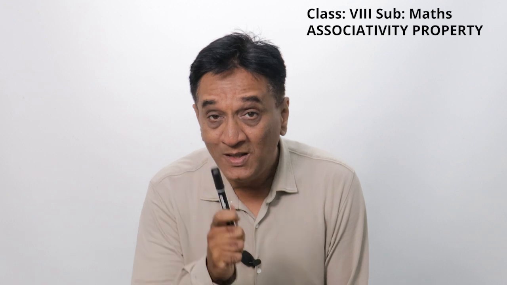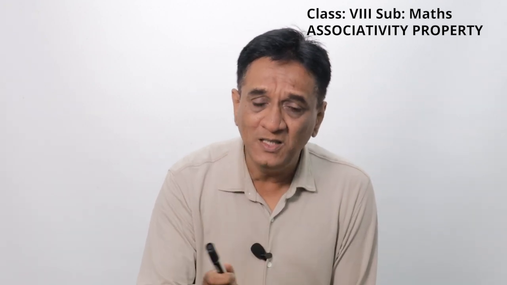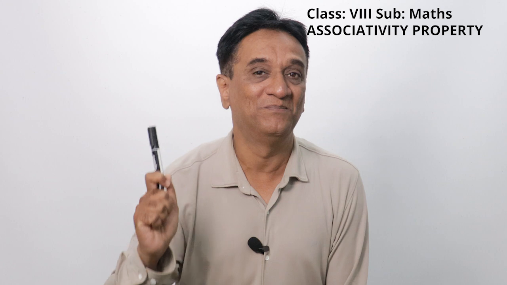You must have very well understood the property of associativity, not only for rational numbers but for other types of numbers also. In case you have not understood, keep repeating the videos, keep watching the videos again and again till you understand. This is the easiest way of understanding mathematics.